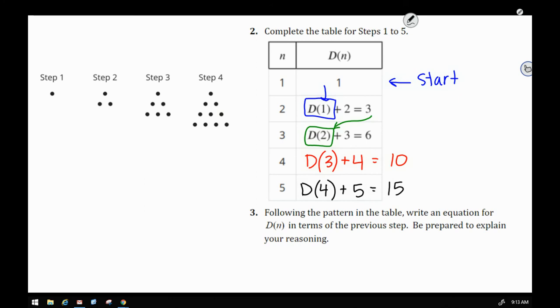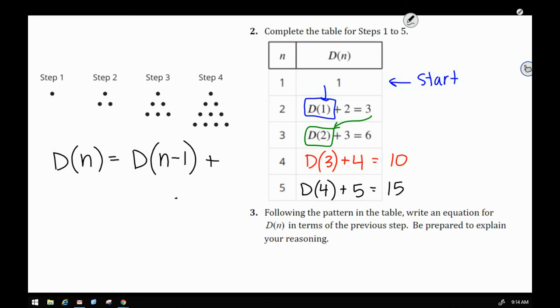Okay, so following the pattern in that table, we want to write an equation for d of n in terms of the previous step. So we're talking about any step ever. Think back to what we were saying about step 20. If this were step 20, what do I have to know first? Step 19, the answer to step 19. Well, how do I get 19 from 20? Minus 1. So I need the answer from the step n minus 1.